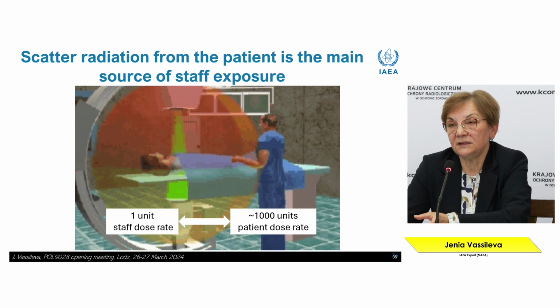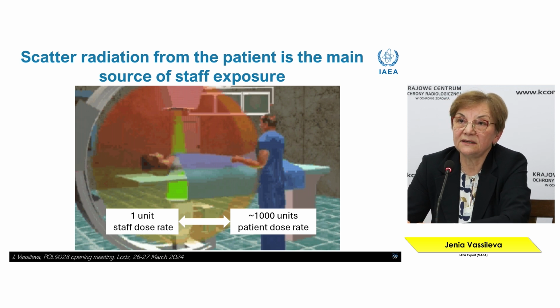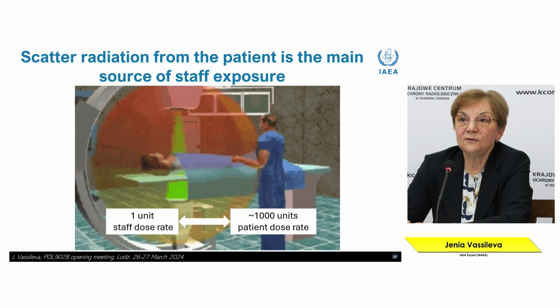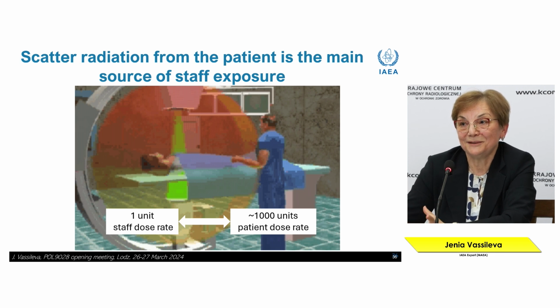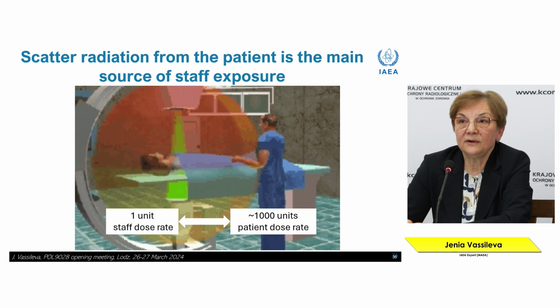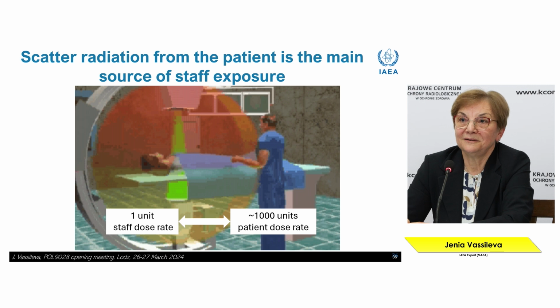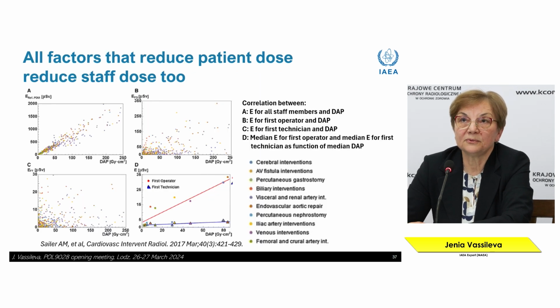This is a part of the quality control as well, to check that the primary beam is limited to the size of the image receptor. It should never exceed the image receptor. So if the staff does not see a part of the body on the image screen, there is no exposure of the staff from the primary beam, even if the staff stands directly in front of the X-ray tube.